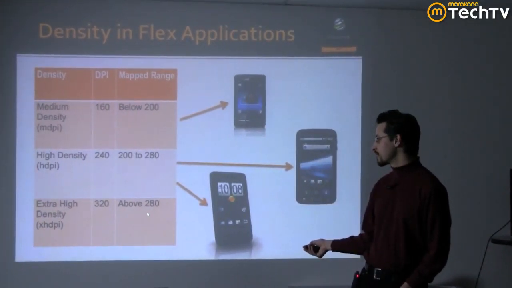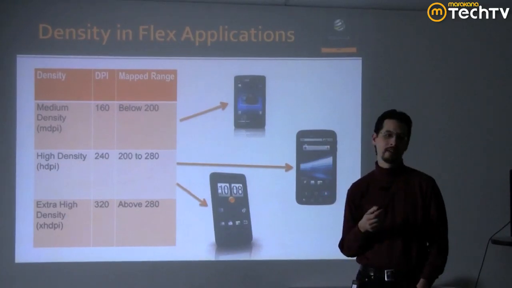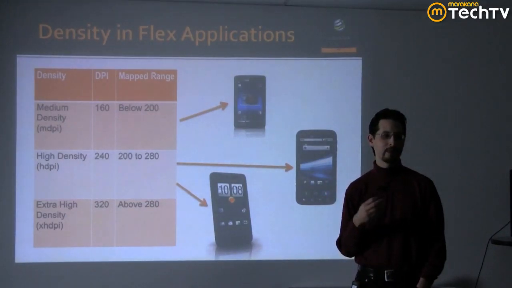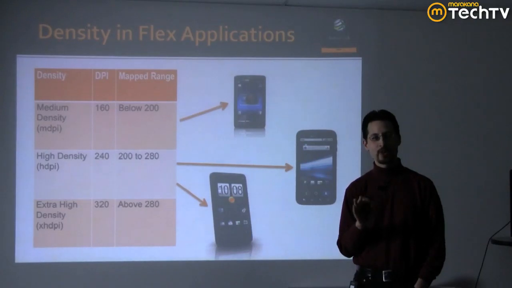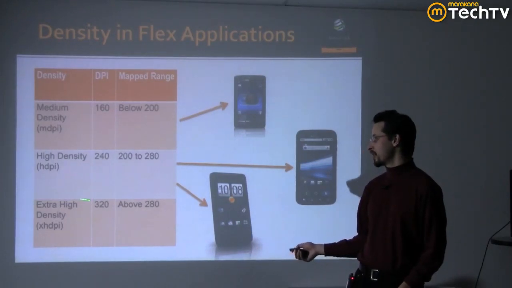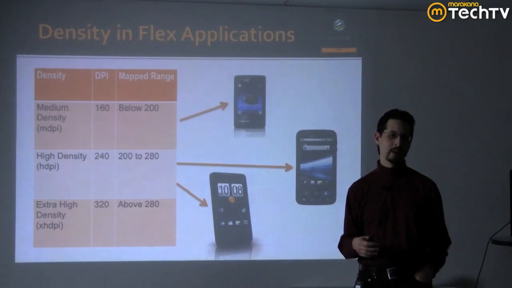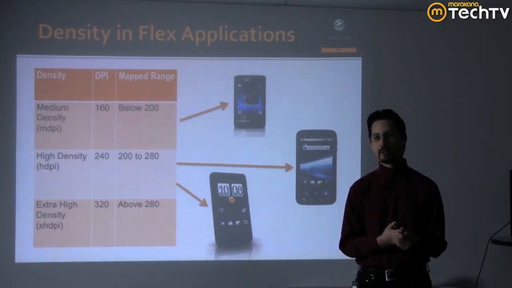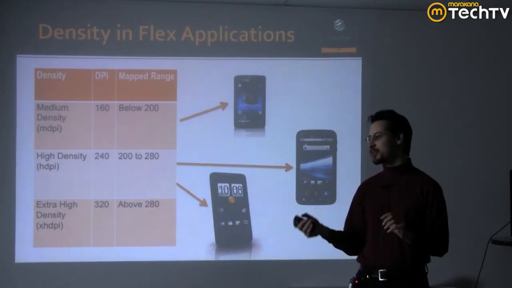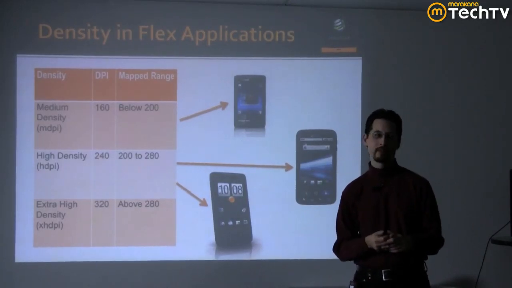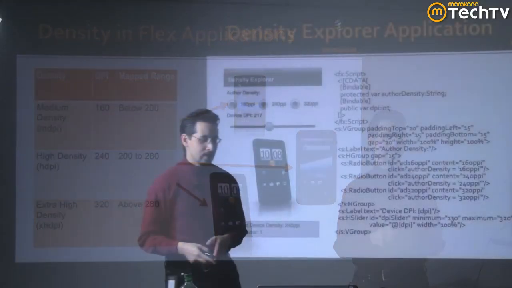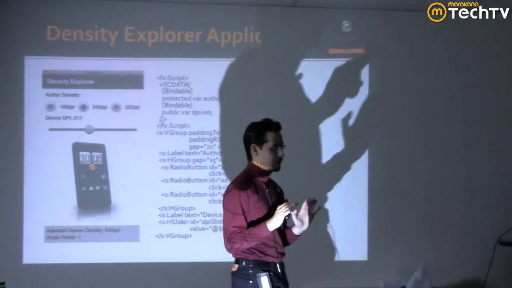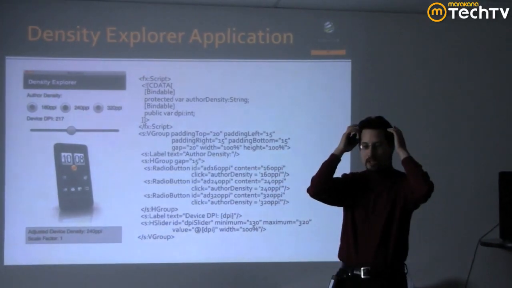So the threshold in AIR is it has to be above 280 for it to be considered high density. And I think it's like 278, so it's like two below. So as far as I know, there aren't actually any devices which qualify, at least by the AIR definition, for extra high density. But I think the reason they put this in is for the future, as you get higher density devices, like the new iPhone 4s would definitely qualify for extra high density because they have so many pixels you can actually use them.